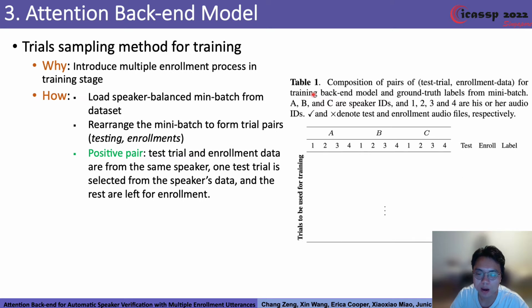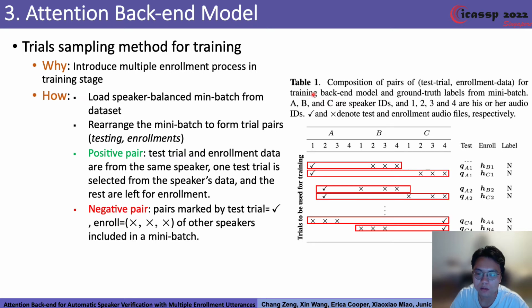For negative pair, testing embedding is marked by the check symbol, and the enrollment data is marked by the cross symbol of other speakers included in this mini batch.